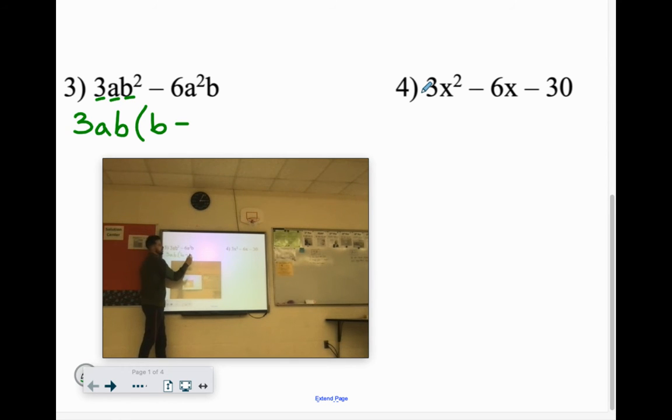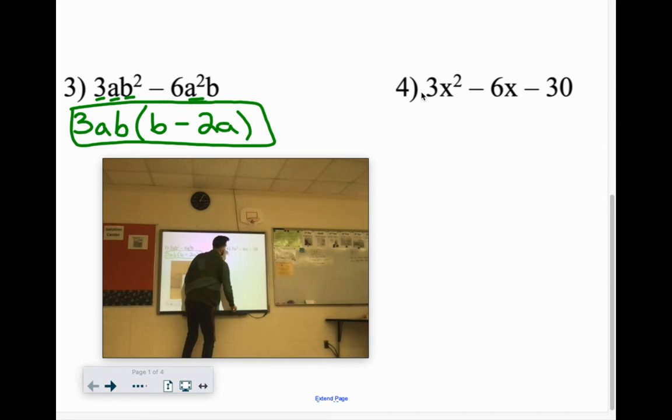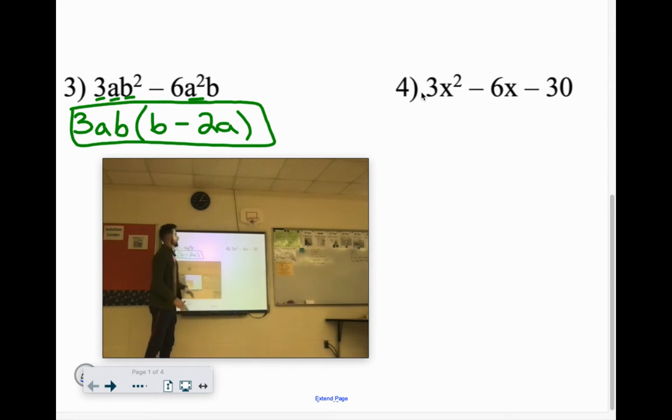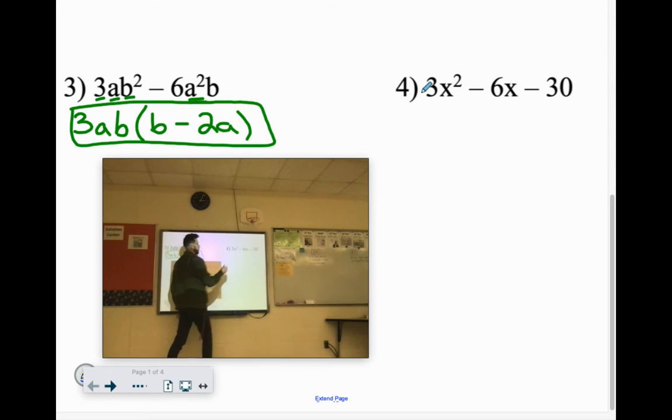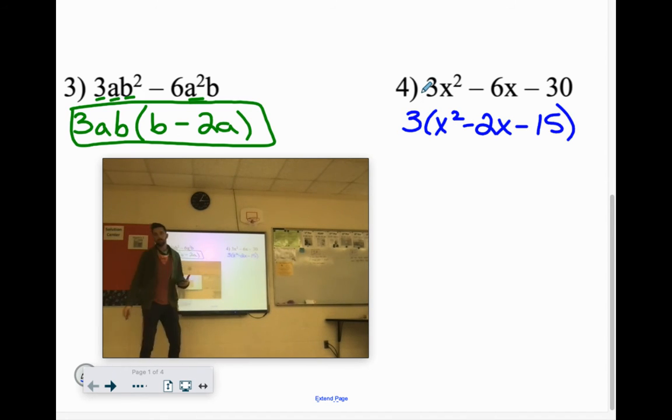Minus 3 times 2 is 6. A times a would give us the a squared, and we already have the b handled. So this would be our final answer on that. 3x squared minus 6x minus 30. They all have a 3 in common, which leaves us with x squared minus 2x minus 15. Now, that's factoring out the greatest common factor.